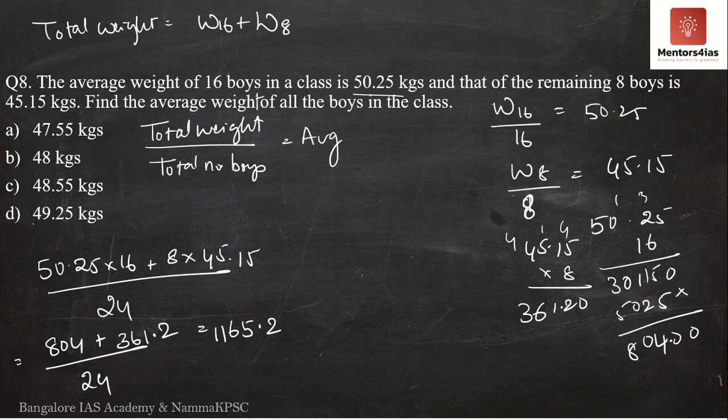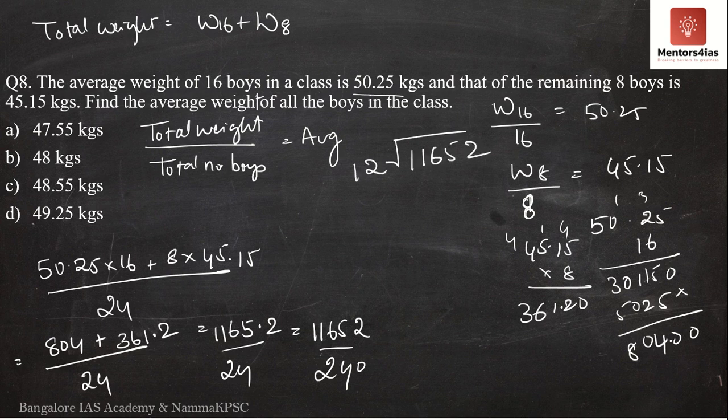So now you have 11,065.2 divided by 24, or I'm going to write it as 11,652 divided by 24. So now you have no option but to divide if you want the average weight of all the boys. Okay, so this is not 24, this is actually 240. Even though you have a lot of calculations involved, it is not too much. So I'm hoping that it should be divisible by 12 at least, because 24 is divisible by 12. So what I will do is I will take 11,652 and divide it by 12.